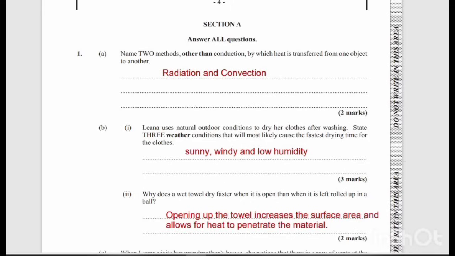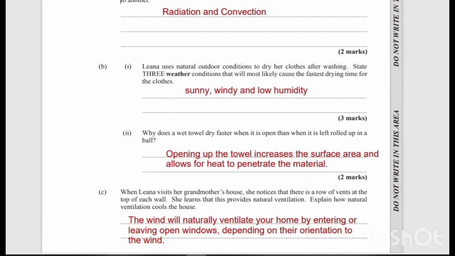The next part of the question says, why does a wet towel dry faster when it is open than when it is left rolled up in a ball? The answer is opening of the towel increases the surface area and allows for heat to penetrate the material. That's 2 marks right there. Easy questions, right guys?